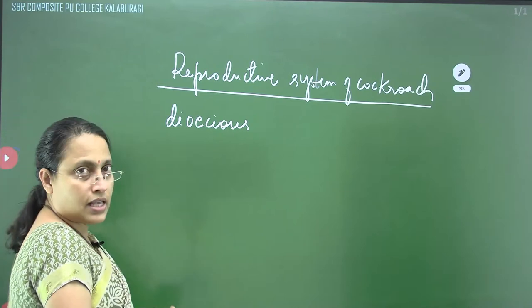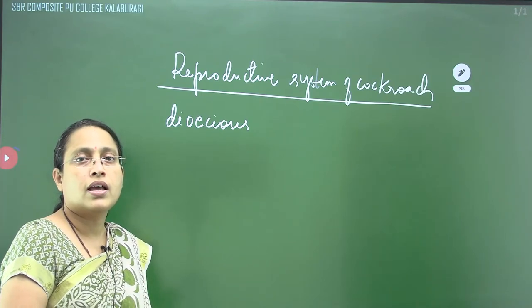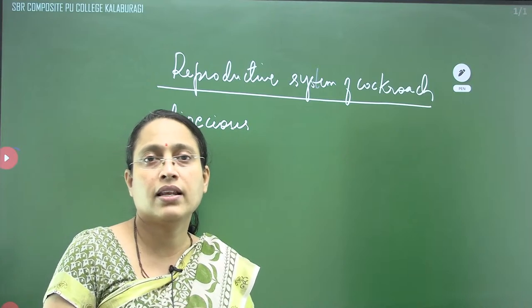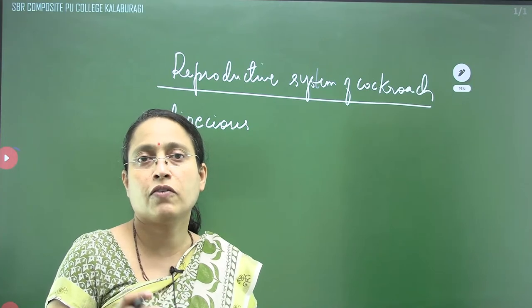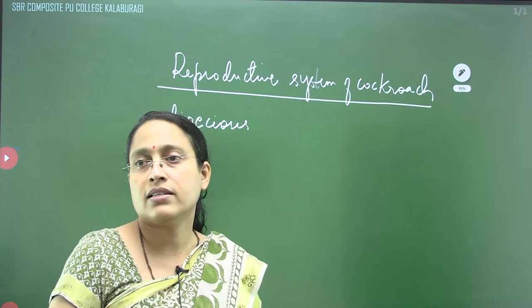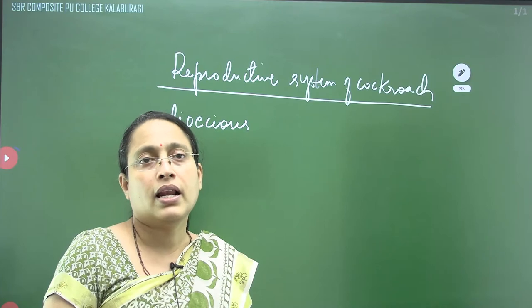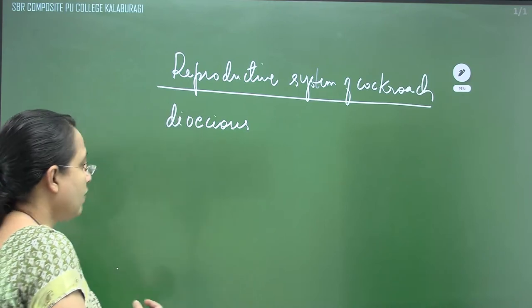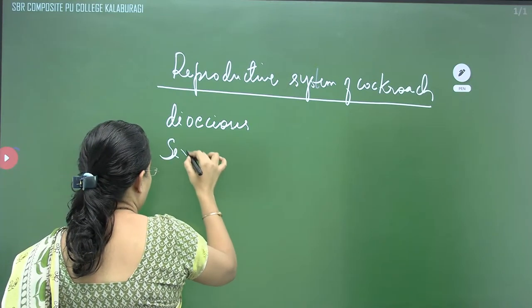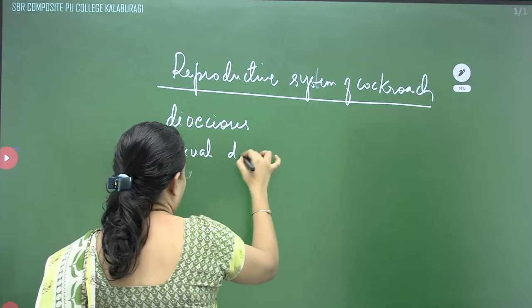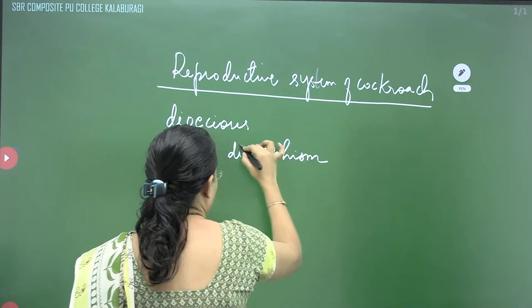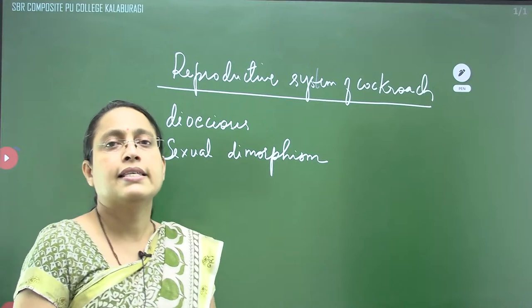So when sexes are separate, there is also a phenomenon called sexual dimorphism. Sexual dimorphism is that female can be easily differentiated or distinguished from male externally itself. That means by having certain external characters, one can differentiate which will be male and which will be female. So that phenomenon is called sexual dimorphism.